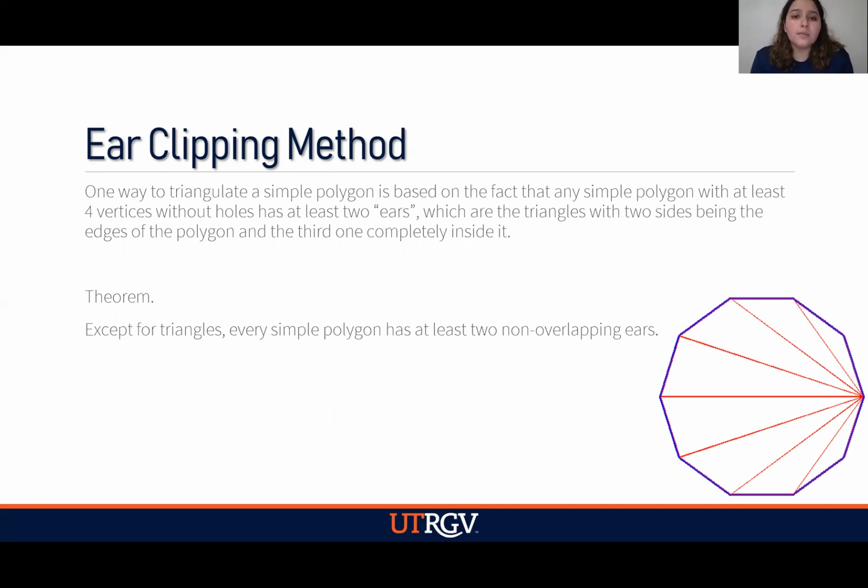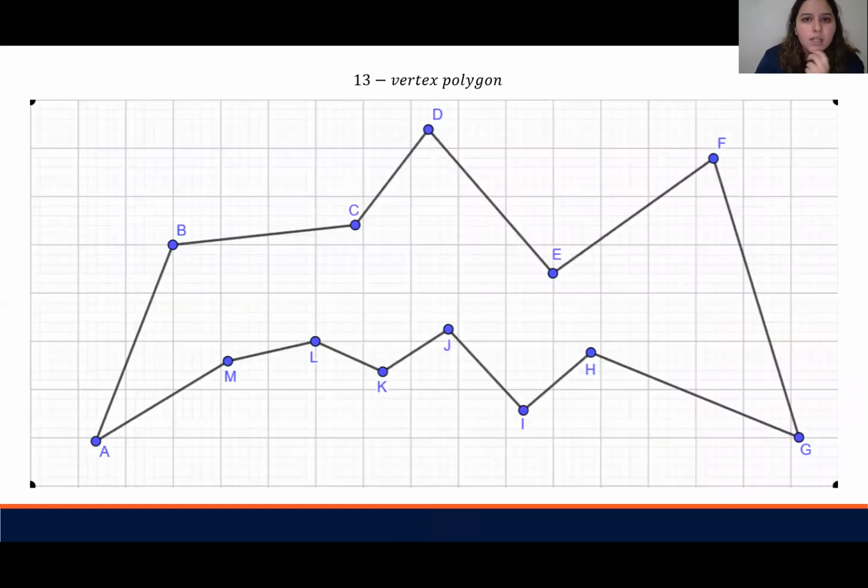The next method that we have is the ear clipping method. One way to triangulate a simple polygon is based on the fact that any simple polygon with at least 4 vertices without holes has at least 2 ears, which are triangles with 2 sides being edges of the polygon and the third one completely inside it. The theorem that we covered in class was, except for triangles, every simple polygon has at least 2 non-overlapping ears. We were able to prove this by mathematical induction in class, and I did not include that, but we have covered it before.